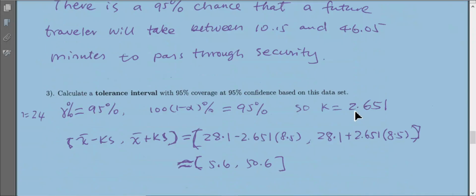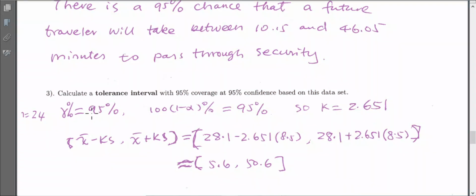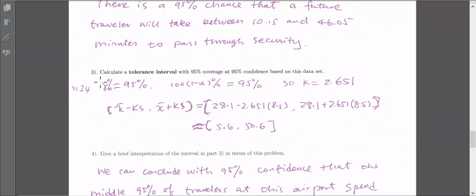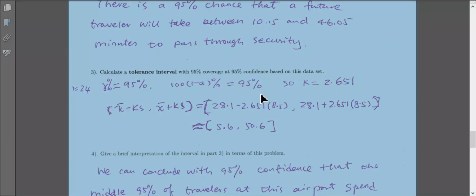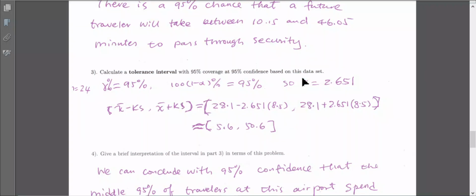All right, now let's say tolerance interval. For the tolerance interval, we have to consider 2 values. One is the coverage, the first percentage, and then second is the confidence level, 95. So in our case, 1 minus alpha is 0.95, okay? Gamma is 95%. We go to that K table, okay? We can get this K value as 2.651.